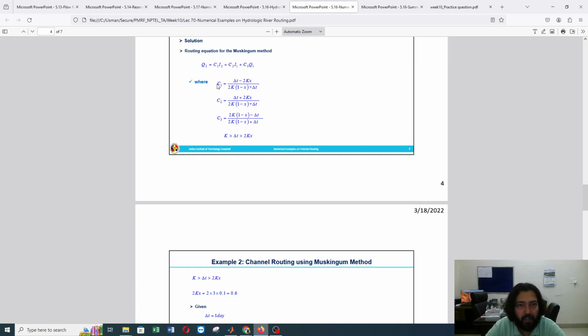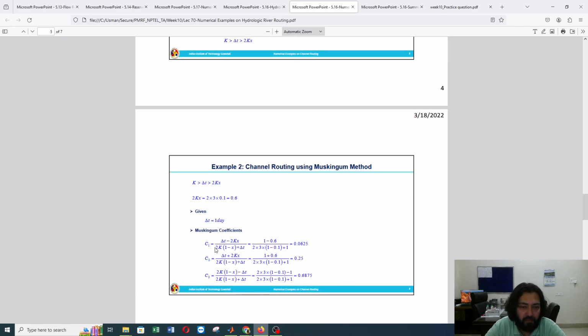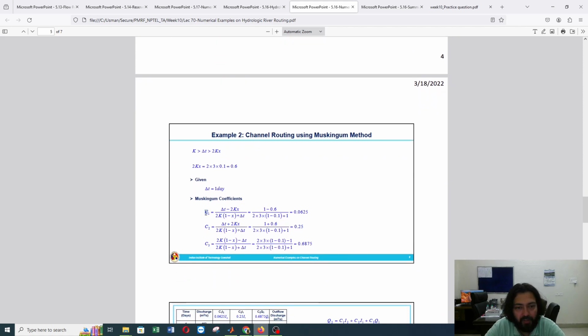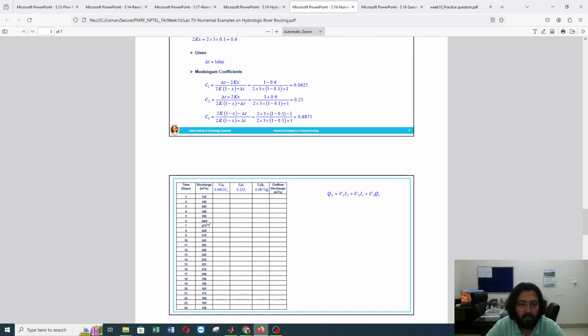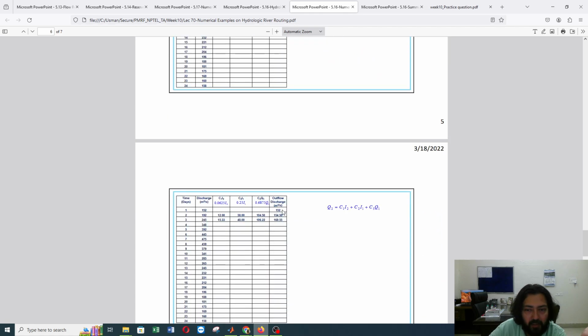So it is satisfying the condition. Now we can calculate the Muskingum coefficients, that is C1, C2 and C3, by the above equation, right? So we have calculated the coefficients: C1 comes out to be 0.0625, C2 is 0.25, C3 is 0.6875, and we can now calculate the outflow for the downstream hydrograph by the equation C1I2 plus C2I1 plus C3Q1, right? So for the first condition, the outflow would be 152, that is Q1.